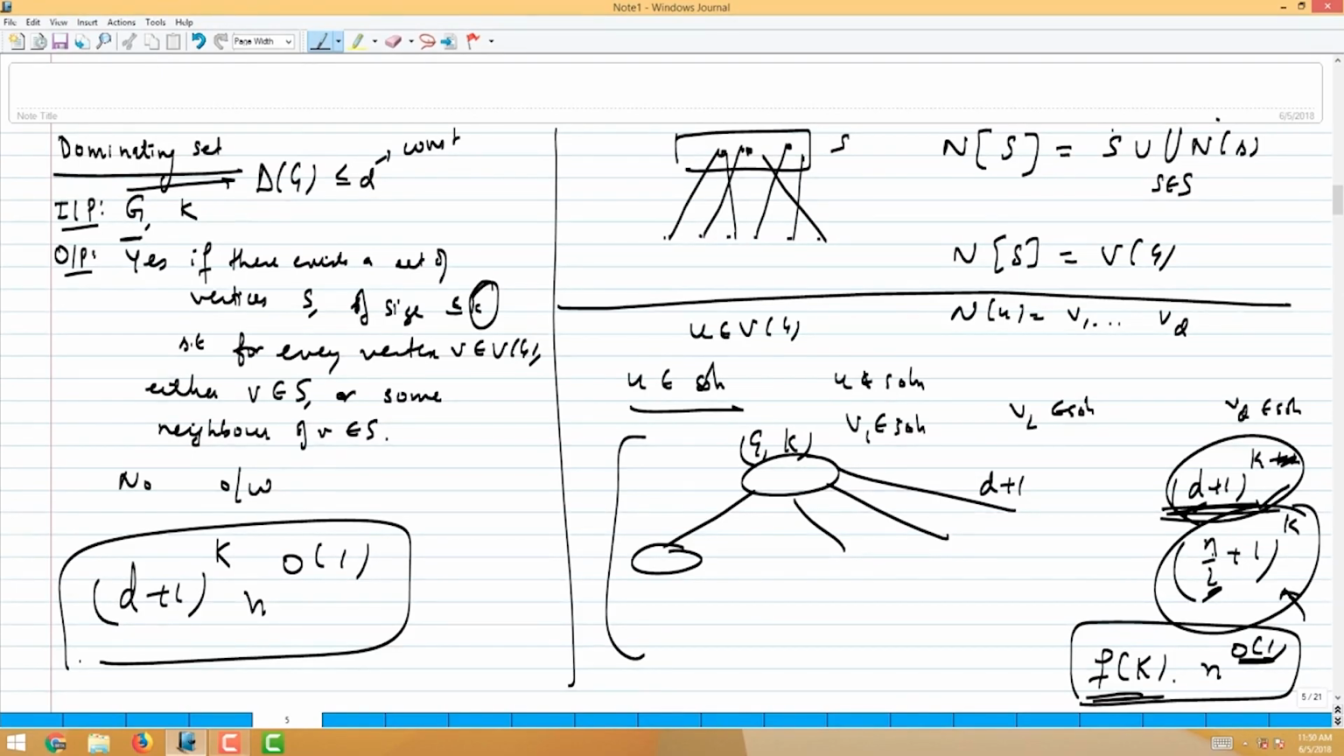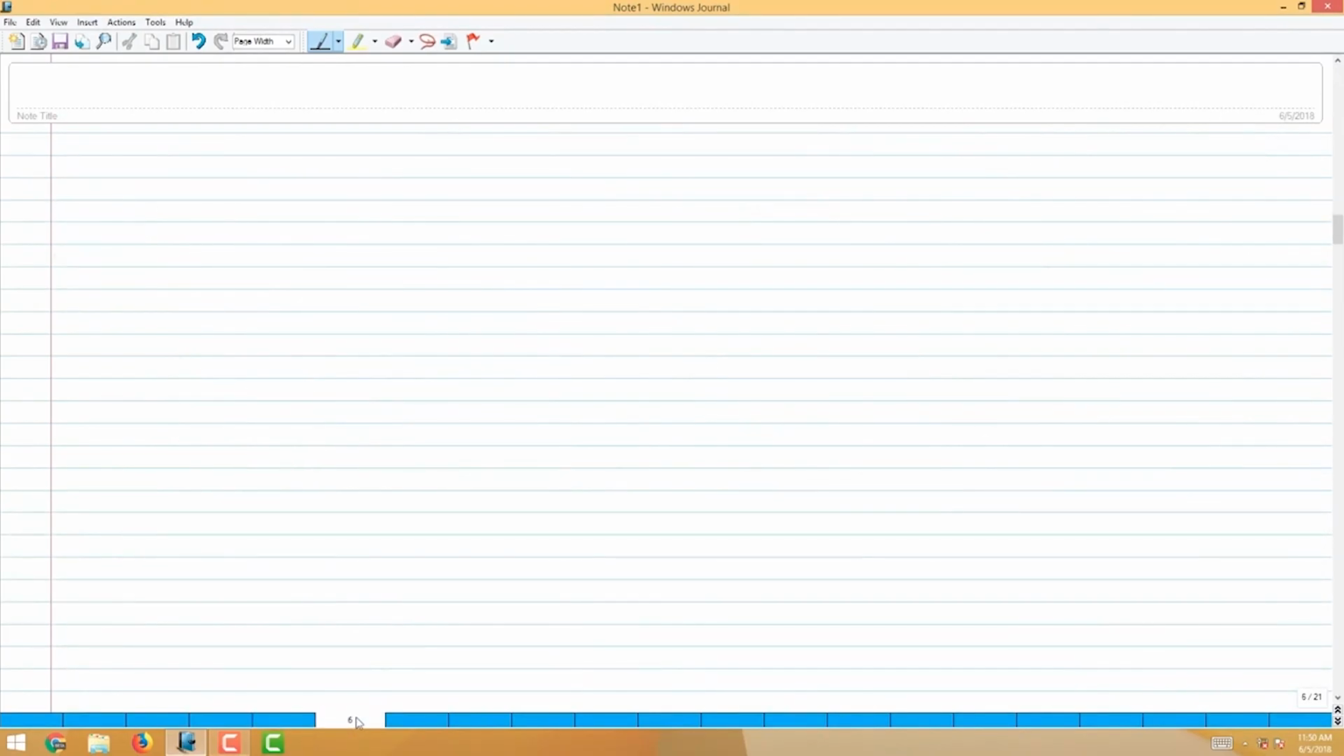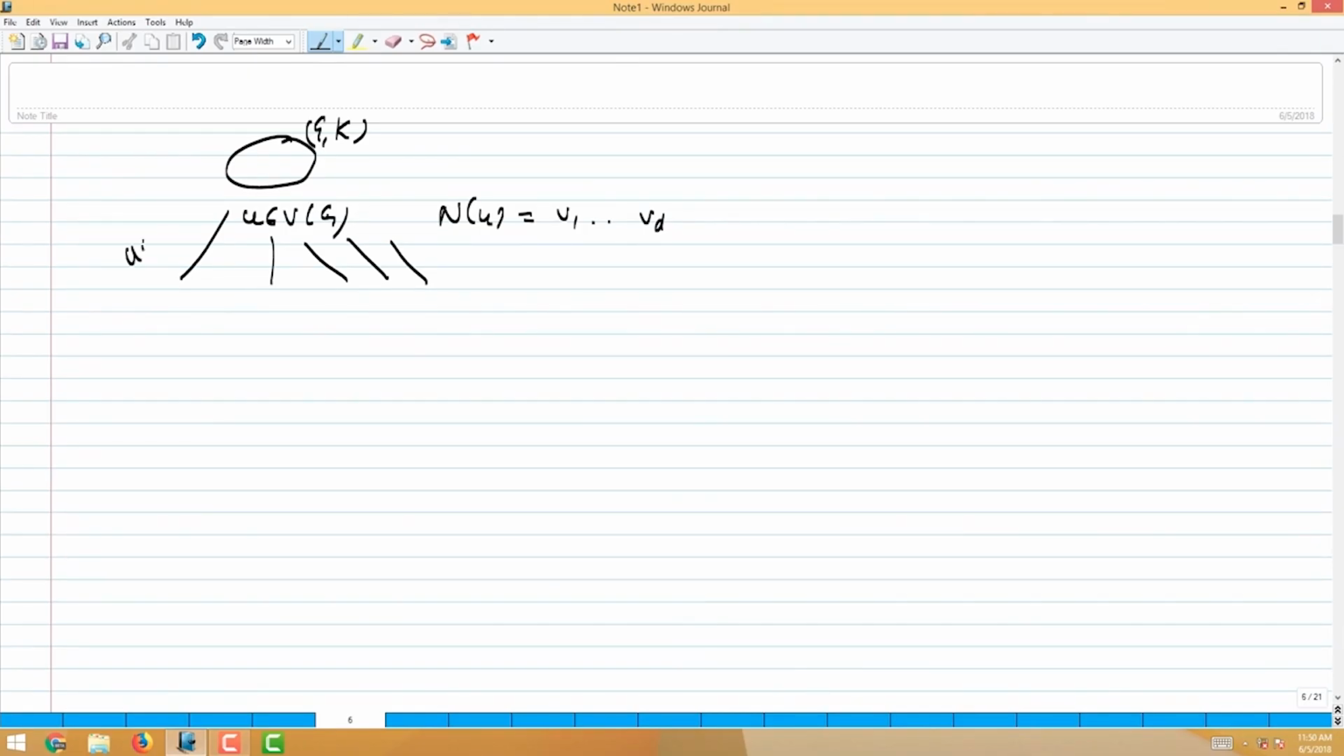But let's see, there is a slight catch here. So let's carefully see what we do when we branch. In G, k, we take a vertex u in this graph and we branch. Let N of u be equal to v1 to vd, d is a constant. Suppose I decide to pick u in the solution. So what is the instance that I should be solving here? G minus u, k minus 1. Is everyone convinced that we should be solving this instance?